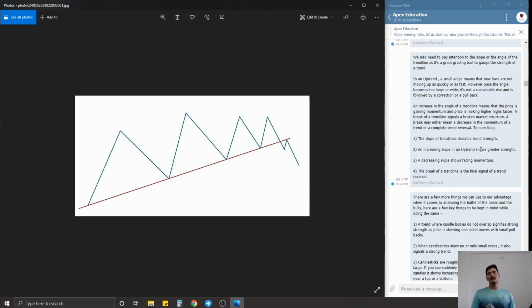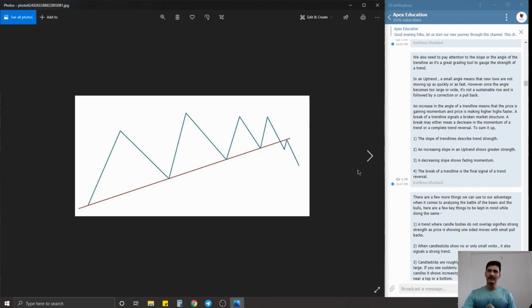Now, when we talked about the slope of the trend line, it basically signifies the strength of the underlying trend or the direction of the trend line. If the slope is getting aggressively angled on the upside, if the slope is increasing, basically the trend is gaining strength. If the slope is decreasing, the strength of the trend is fading.